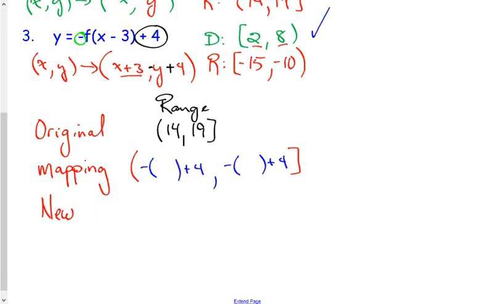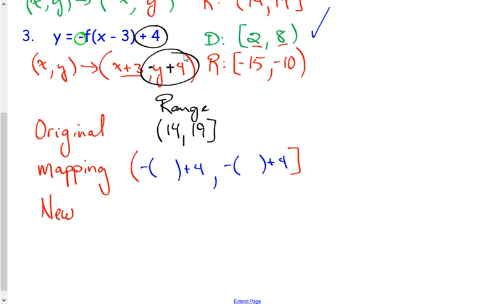Okay, let's go over the range. So hopefully you're convinced, but let me just talk it through here. Here's the original range we had, open interval at 14, closed interval at 19. So there's the original. And then we said we had this mapping. I got the mapping from here, negative y plus 4. So I've just rewritten it here, negative whatever the y value is, so I just put brackets instead of y plus the 4. And I did that for both values. So again, open interval on the left, closed interval on the right.